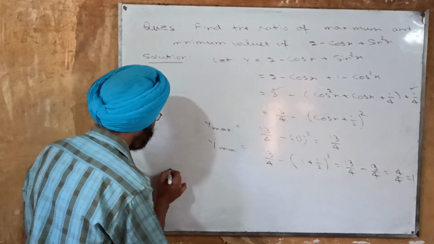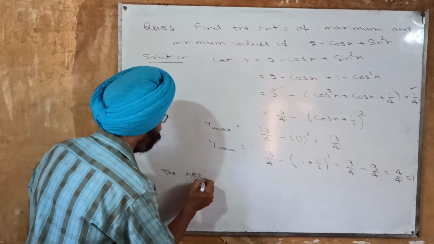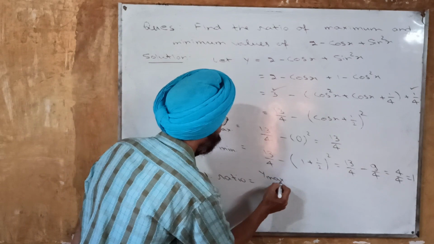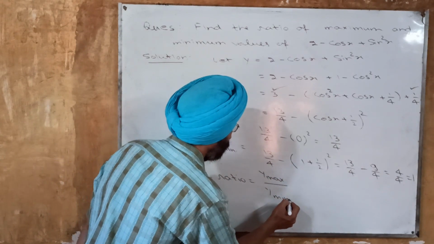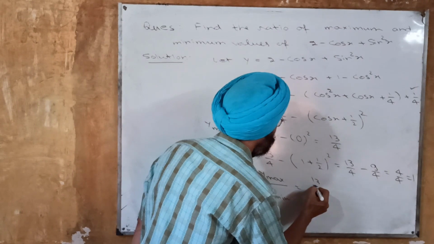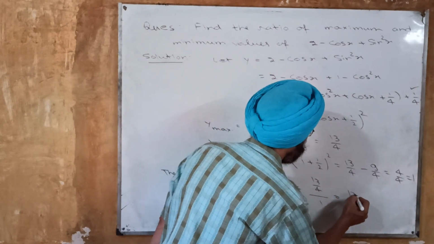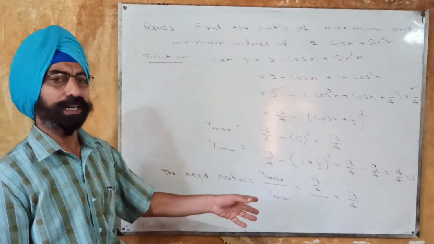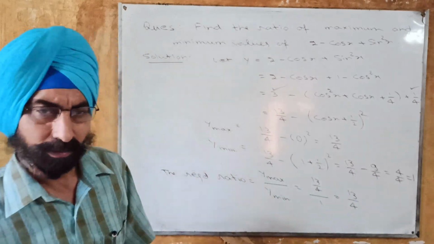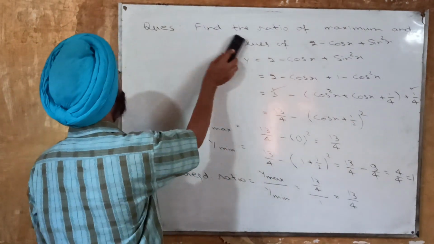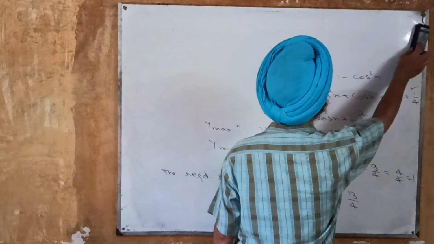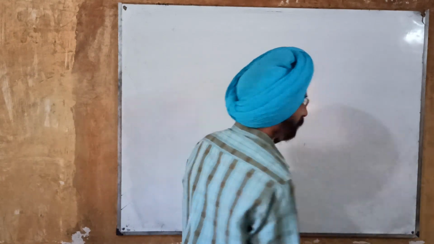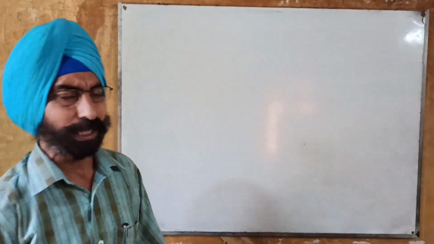Now the required ratio is y maximum value divided by y minimum value. Y maximum was 13 by 4 and y minimum is 1. So the required ratio is 13 upon 4. This is the required ratio of the maximum value of the given expression to the minimum value of the given expression. So this was the second question of the day, and now we will move to the third question of today, and this will be a little bit more tricky question, I think.